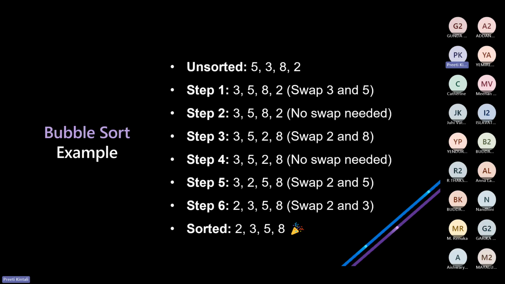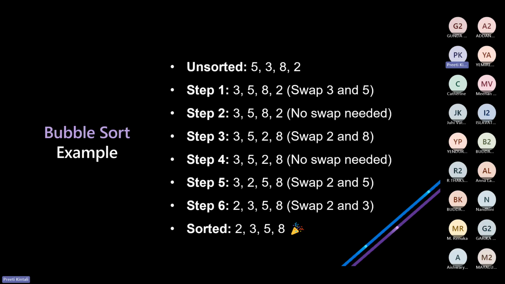Now again we will start, 3 and 5 comparison. 3 and 5 are in the right position. Yes, 3 is less than 5. And then 5 and 2. 5 and 2 are not in the correct position, so we will swap it. So we get 3, 2, 5 and 8. In the next step, we will compare 5 and 8. 5 and 8, no swap is needed.